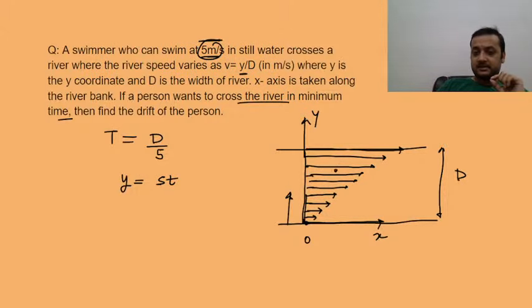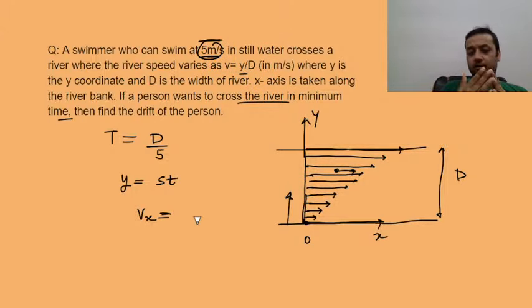And suppose the person is at this point at any general time. So his x velocity will be just because of the river. He is not going to push himself along x-axis. He is pushing himself only along y-axis. So the river velocity at this location is y by d, and y is a linear function of time, as you can see. So what do you understand? That the river velocity, which is also the x velocity of the person, becomes a linear function of time.